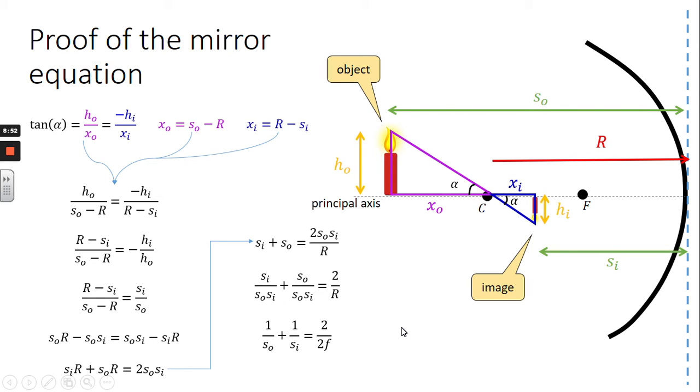And then remember that the geometry fact in the last video is that the focal length, the distance from the focus to the mirror, is half that of the radius. Or in other words, the radius is equal to 2 focal lengths. Next, we've got 2 divided by 2, and we end up with our curved mirror equation.